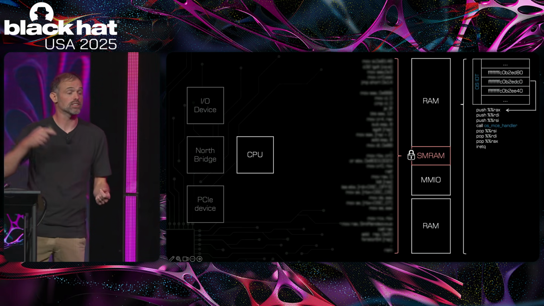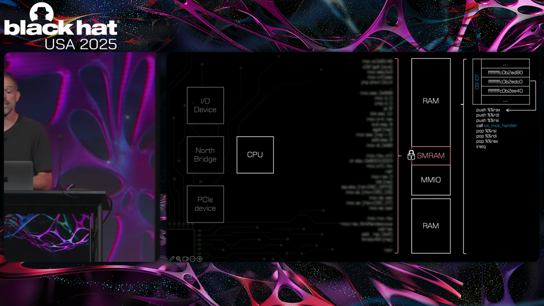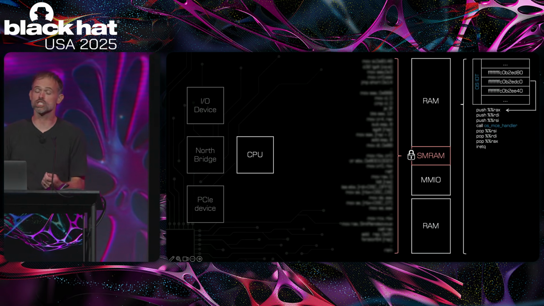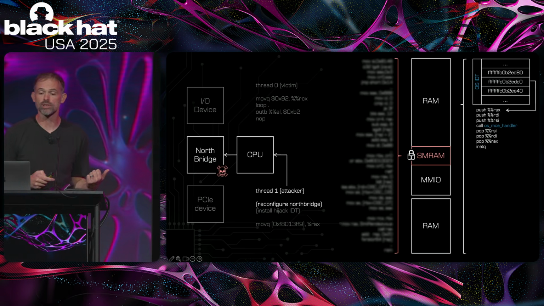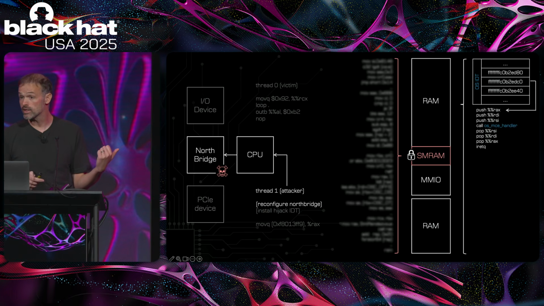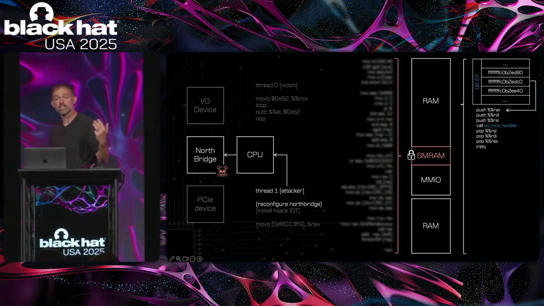The operating system is going to set up its own interrupt descriptor tables. Specifically, one of those entries in the IDT is going to point to the operating system's machine check handler. What we're going to do is start an attack thread and a victim thread on the CPU. The attack thread is going to reconfigure the north bridge, basically change those 3 bits in the north bridge to poison it. So now the north bridge is going to escalate any small issue into a much bigger issue.